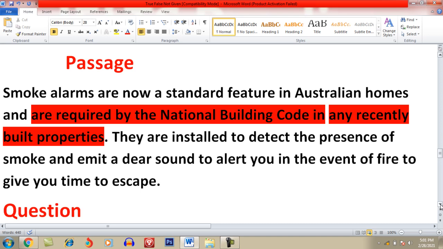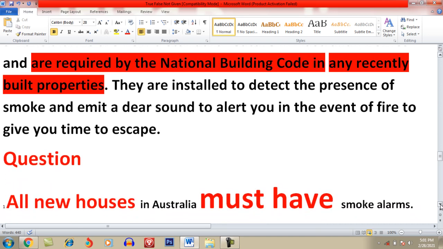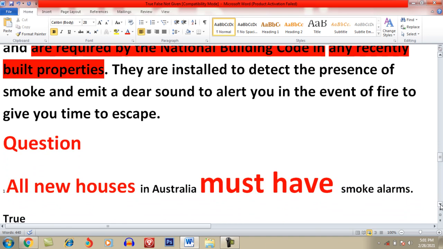Now, the statement like this, I have underlined the words "are required". So before reading this passage, I'll just read the question first. After reading the question, I'll underline keywords in the question. For example, "all new houses", I have highlighted this, "in Australia must have smoke alarm". Here I got a modal verb, "must have", which means essential.